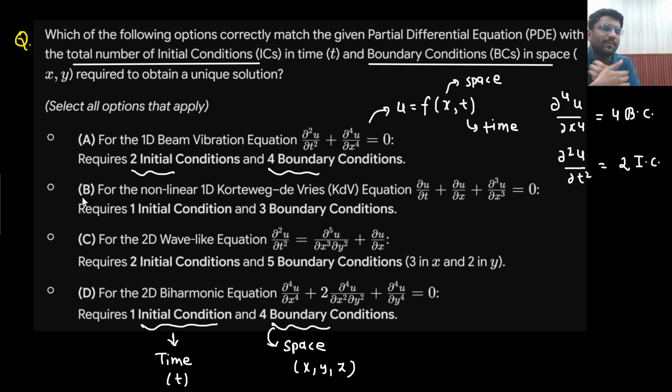Go with option B now. In time t, it has been differentiated only once. So that means you would require only one initial condition. In space, it has been differentiated once as well, but it has also been differentiated 3 times. What is the maximum number? Sir, the maximum number is 3. That means 3 boundary conditions are required. This is also correct.